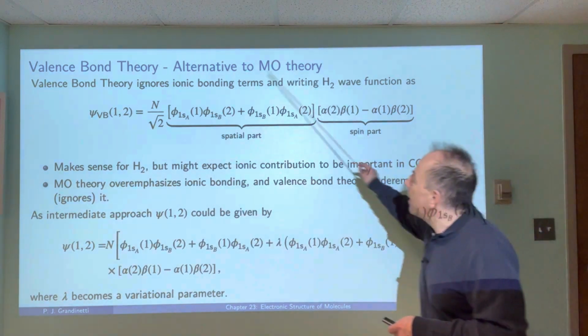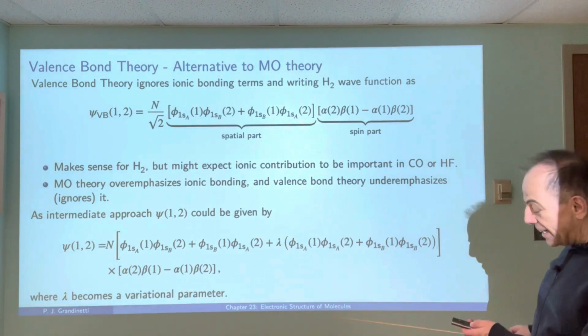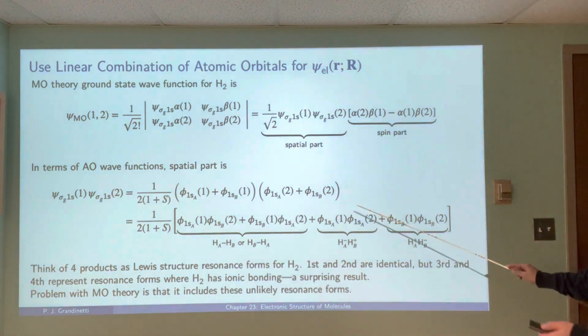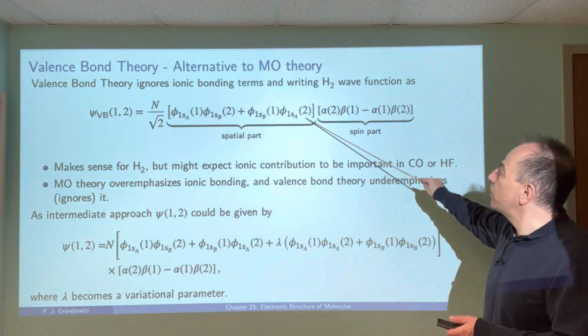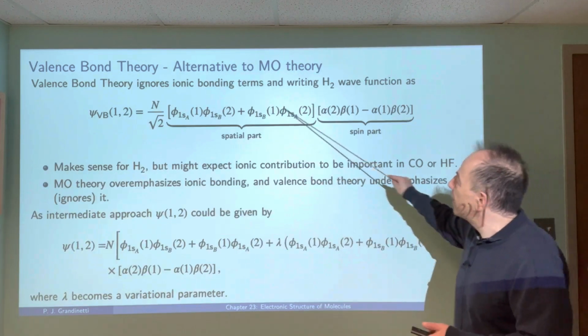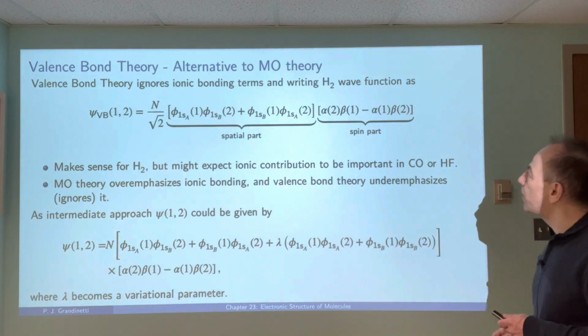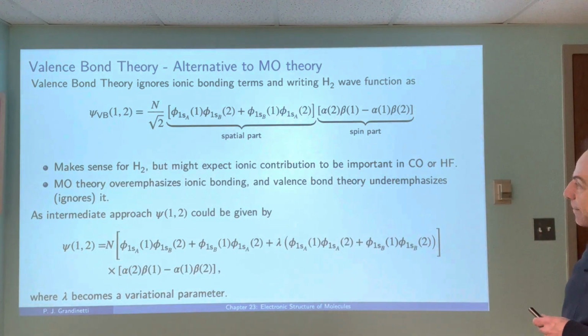One way that people do that is using an approach called valence bond. The idea is simply to throw those terms away because they don't seem realistic. That's what's done here, where we just get rid of those terms and keep these 2 terms here. This is what's called a valence bond approach, and we still need our spin part here to keep the wave function antisymmetric.